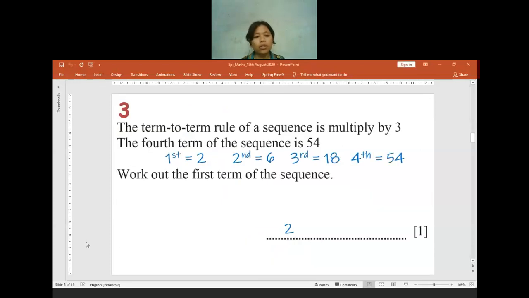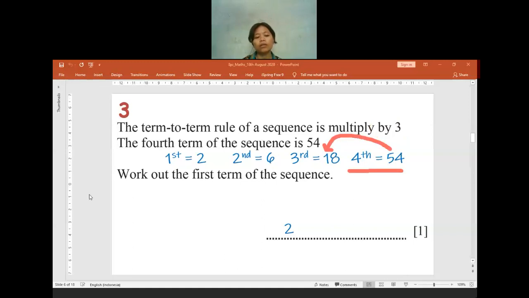For the question 3, we already have the term to term rule is multiplied by 3. We have the fourth term. We need to find the first term. So the easier way, we have to make a list in here. So I already have the fourth term. If I want to find the previous term, we need to do the opposite of multiply by 3. Opposite of multiply by 3 is divided by 3. So 54 divided by 3 will be 18.